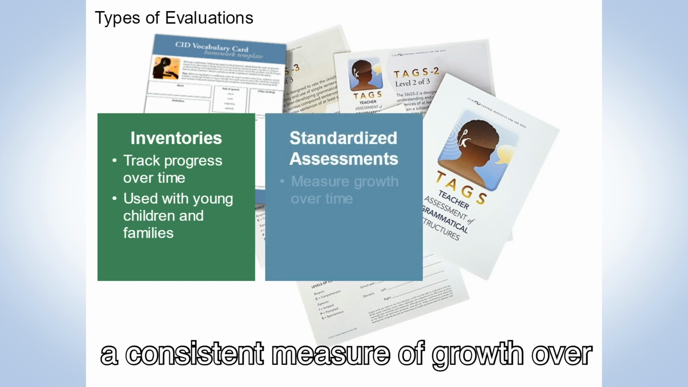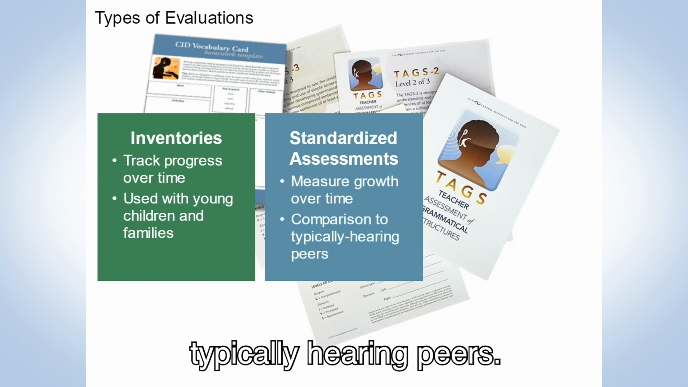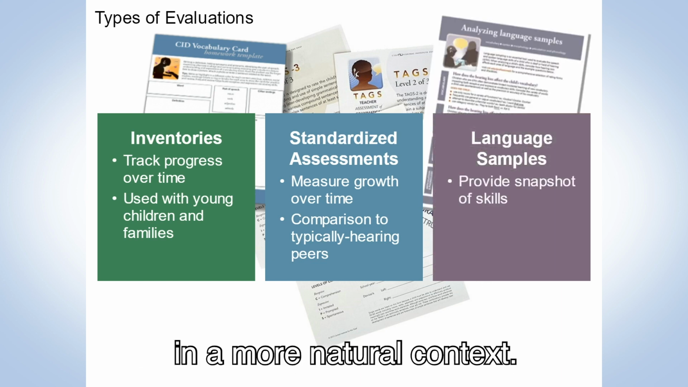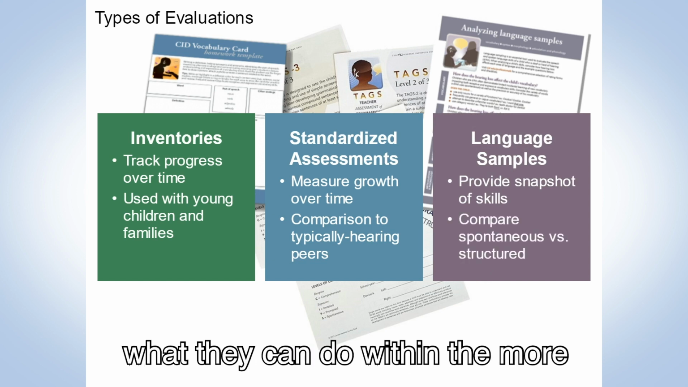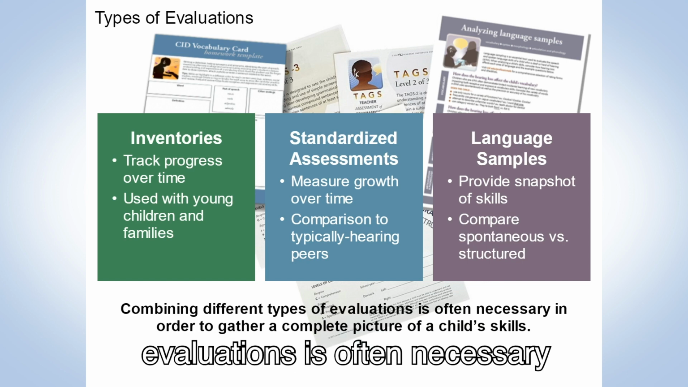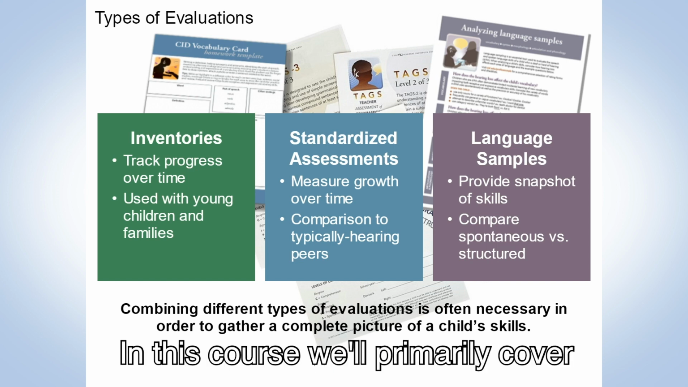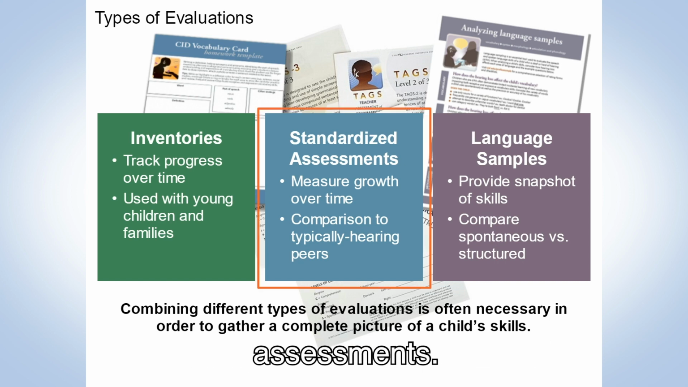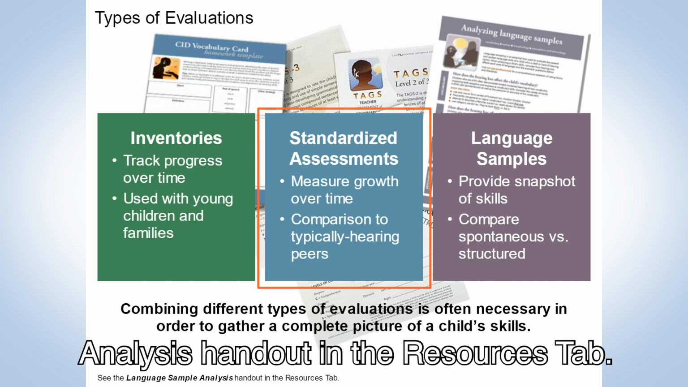They provide a consistent measure of growth over time and allow us to compare our children's skills to those of typically hearing peers. Finally, language samples give us a snapshot of a child's skills in a more natural context. They help compare what a child can do spontaneously versus what they can do within the more structured framework of a standardized test. Combining different types of evaluations is often necessary in order to gather a complete picture of a child's skills. In this course, we'll primarily cover how to gather the most helpful information through standardized assessments. For further information on language samples, see the Language Sample Analysis handout in the Resources tab.